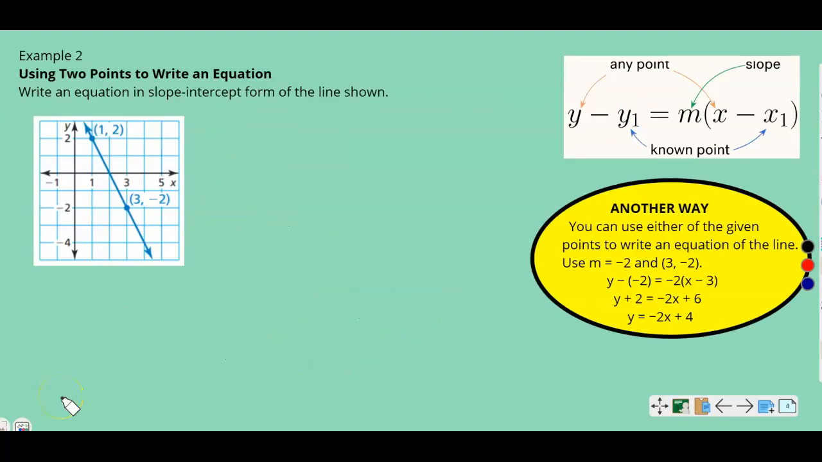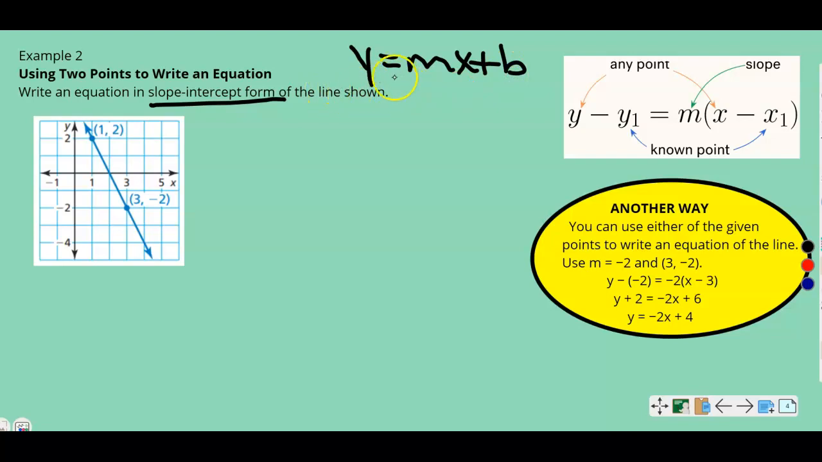Example 2 says using 2 points to write an equation. Write an equation in slope-intercept form of the line shown. Okay, now remember, slope-intercept is y equals mx plus b. Right now, this lesson is point-slope form. But if they're asking us to write an equation in slope-intercept form, that means we may have to go to point-slope first and then switch it over. So let's see what information we have.